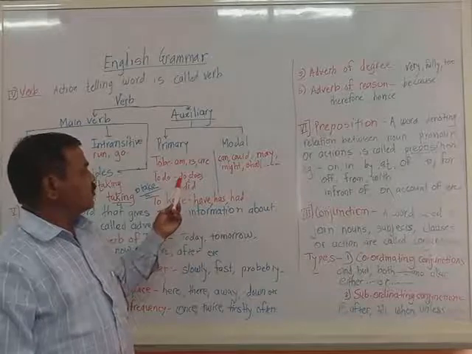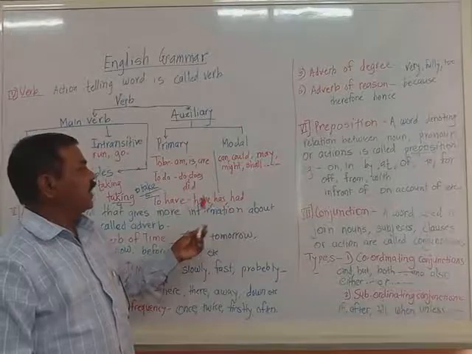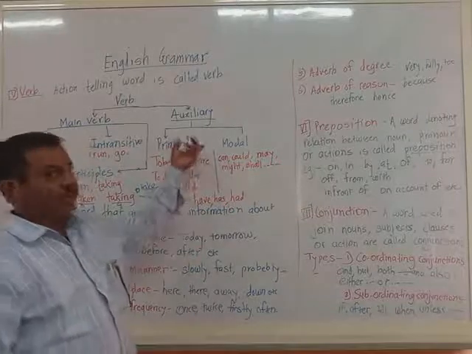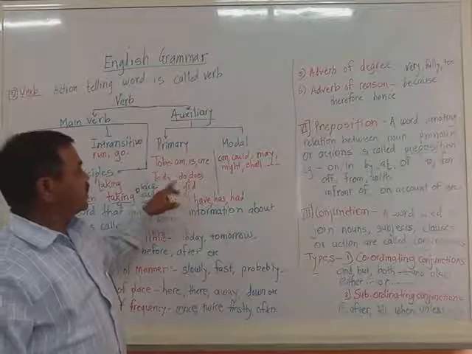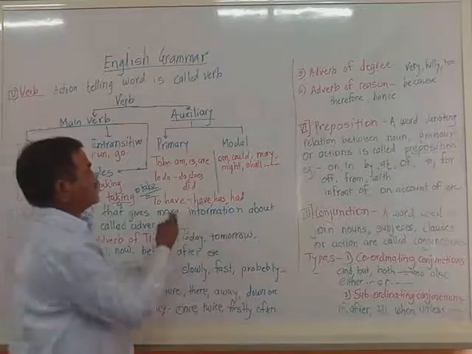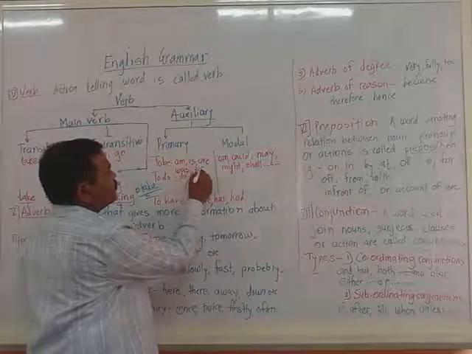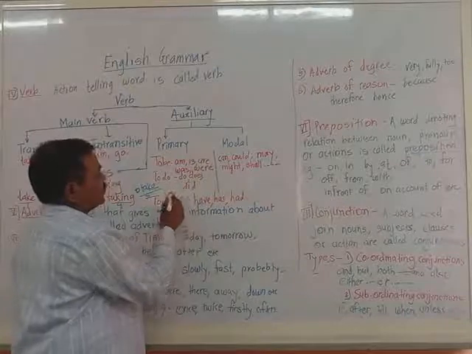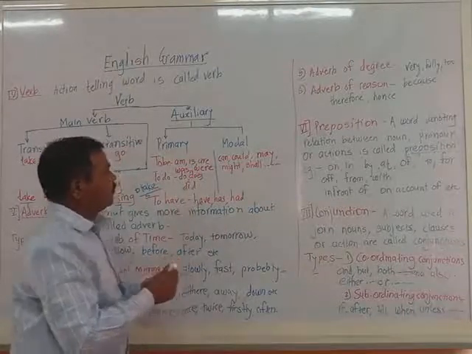To do, forms do, does, did, and to have, that is have, has, had. So in case of the auxiliaries, we can see only the present and past is there. Am, is, are the present tense. Was, were, past tense. Do, does, present tense, and did, past tense.